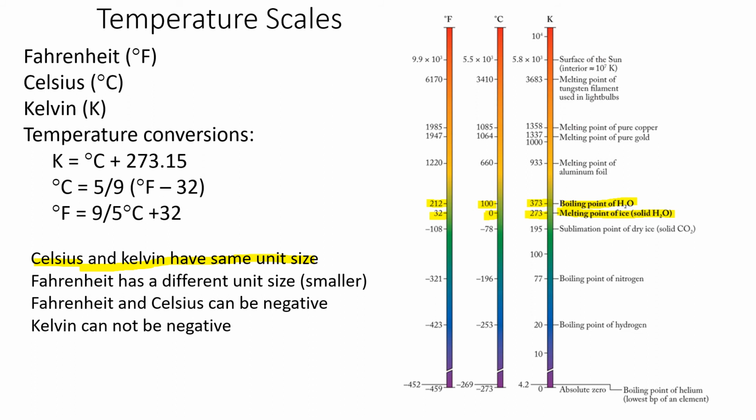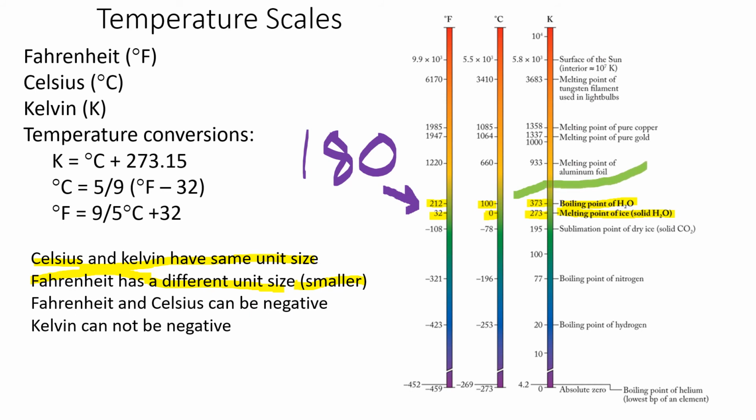The second thing we can notice is that Fahrenheit has a different unit size than Celsius or Kelvin, and it's smaller. And here's how we can recognize that. We're going to compare again water freezing and water boiling. We said it took 100 units to get between those two situations for Celsius or Kelvin. How many does it take for Fahrenheit? Well, for Fahrenheit, it takes 180. There's 180 units between where water freezes and where water boils.